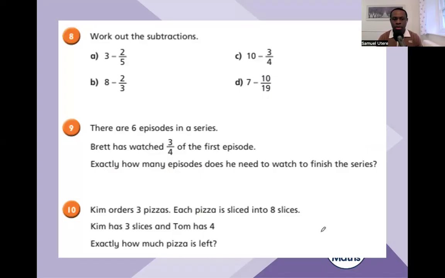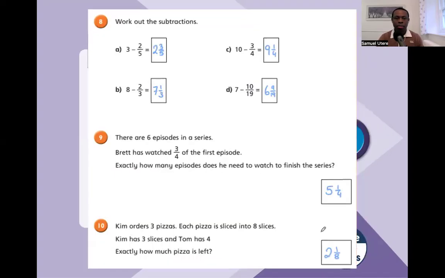Assuming you've paused the video and you've answered questions 8, 9, and 10, let's discuss the answers. For question 8, you were asked to work out the subtractions. Remember what we said about what value the whole will take. Well, one quick way to do this is to think about what we modeled before. We want to subtract 2/5 from 3 wholes.